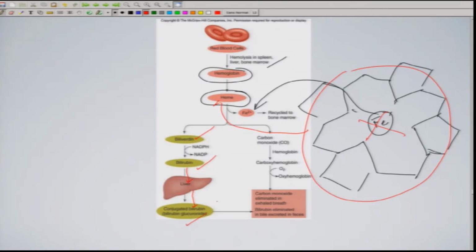Whereas, on the other hand, there is a formation of carbon monoxide in the case of carboxyhemoglobin, where this is another reaction where carbon monoxide reacts with the heme moiety.